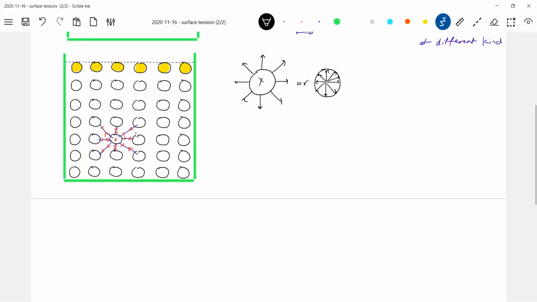Getting so nothing wrong. Both are the same. So what does this arrow indicate? What do you mean by this arrow? Cohesive force.